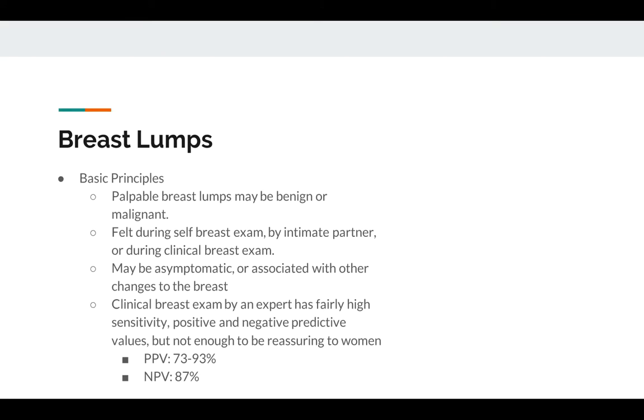Some principles about breast lumps. They can be benign, they can be malignant. They're usually found by a partner or they may be found during a clinical or self-breast exam. They may or may not be associated with other changes to the breast.